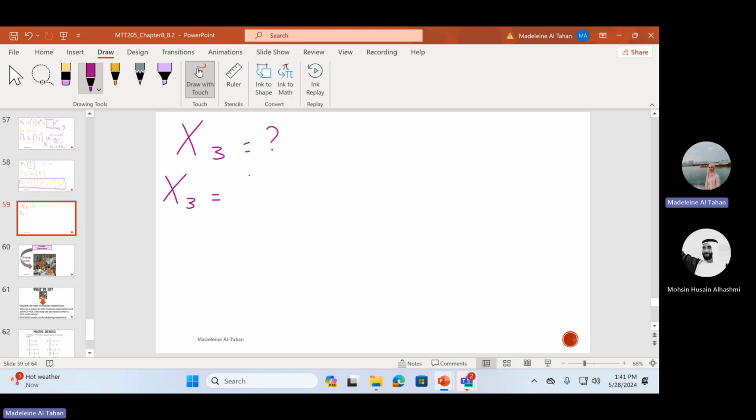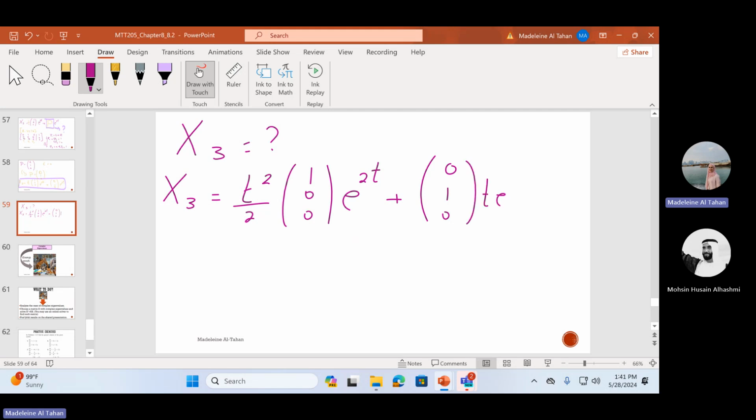X3 is t squared over 2 times (1, 0, 0), yes, this is K, e to the t, plus P, which was (0, 1, 0). P, we said that we'll multiply it by t, and then plus Q, e to the t. What's the only thing that we need to do here? Q. Find this Q. So how do we find this Q, miss?